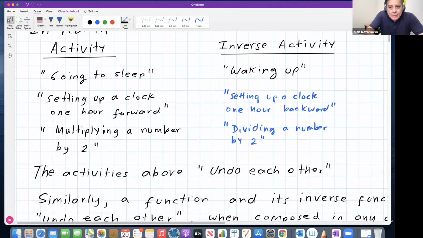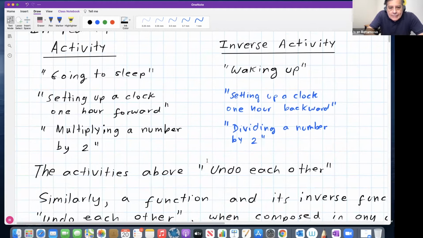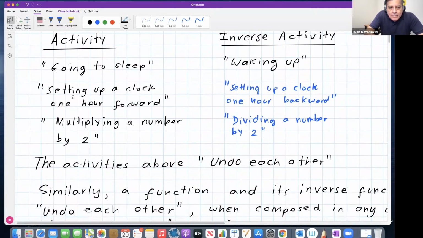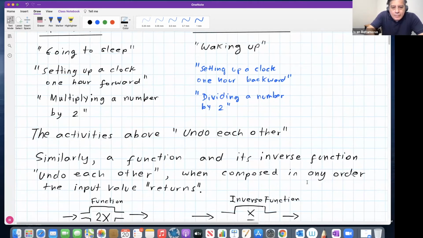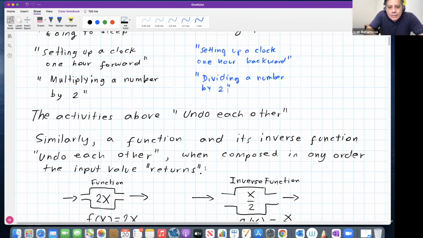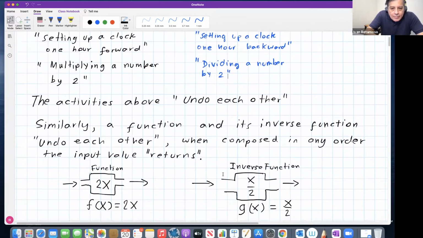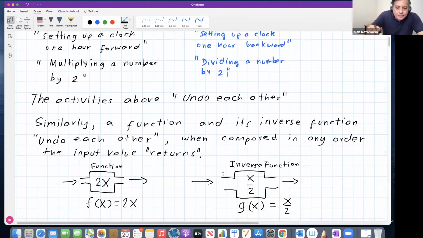Okay, so mathematicians came up with a formal definition. We will see that later, but you should have this in mind. The activities that we described above undo each other, right? Similarly, a function and its inverse function undo each other when composed in any order: the input value returns. So mathematicians consider these activities as functions, right?